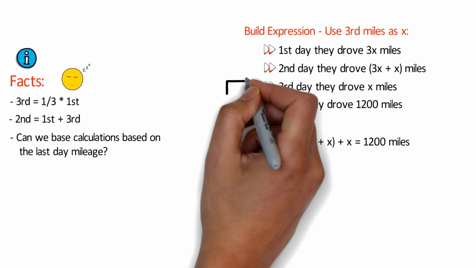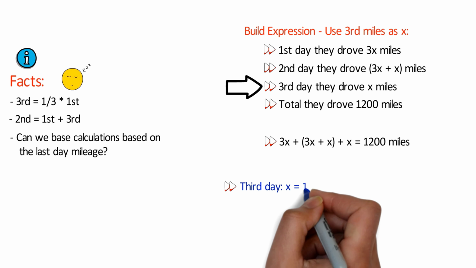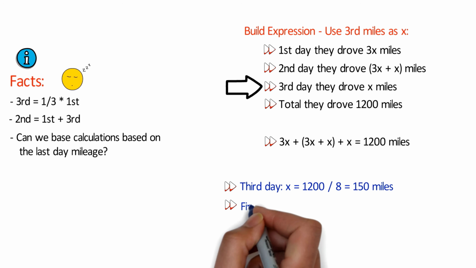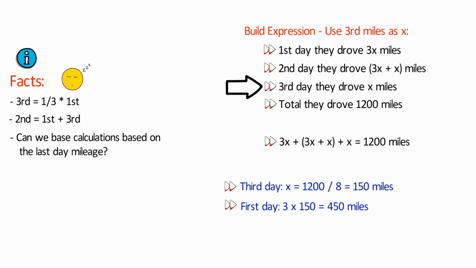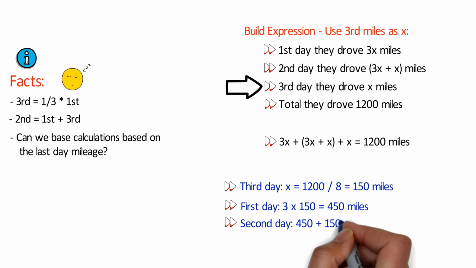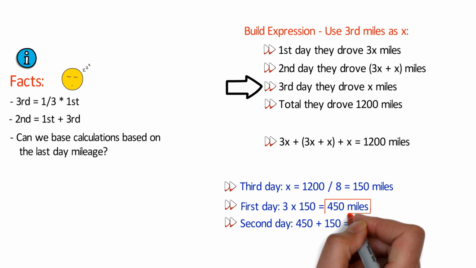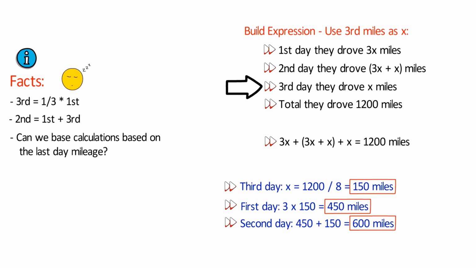miles. Let's do the calculation for x, which also represents the third day. x equals 1,200 divided by 8, which is 150 miles. And this is how many miles they drove on the third day. On the first day then, they drove 3 multiplied by 150, which is the equivalent of 450 miles. And on the second day, they drove 450 plus 150 equals 600 miles. So the correct choice here is choice C. On the first day, 450 miles, second day, 600 miles, and on the third day, 150 miles.